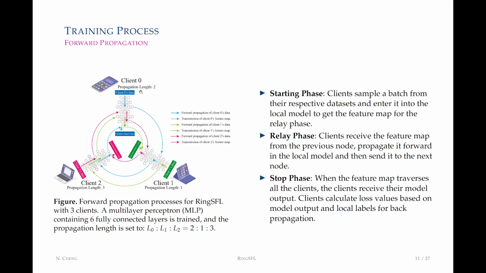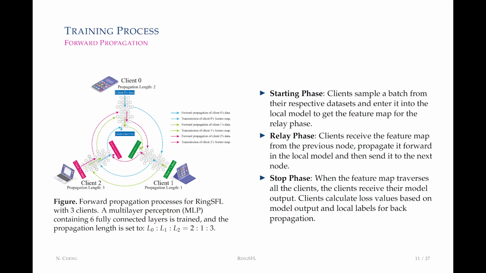The forward propagation process is shown with the blue arrows in this figure. In the starting phase, client 0 samples a mini-batch of data from the local dataset and feeds it into the local model for forward propagation. The number of layers of propagation is specified by the propagation length. For example, the propagation length of client 0 is 2, so it propagates 2 layers in the local model.